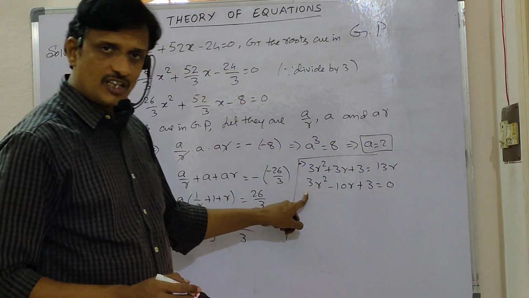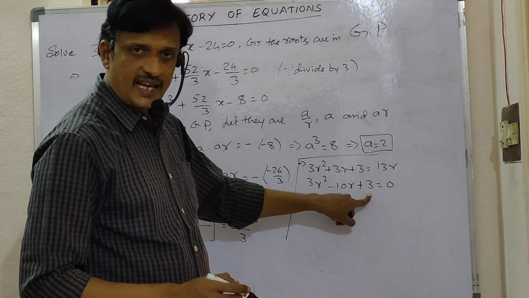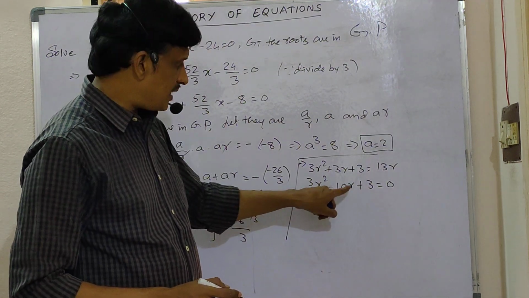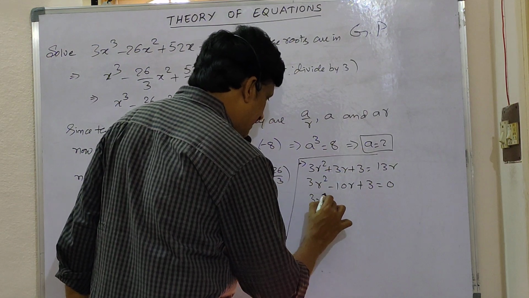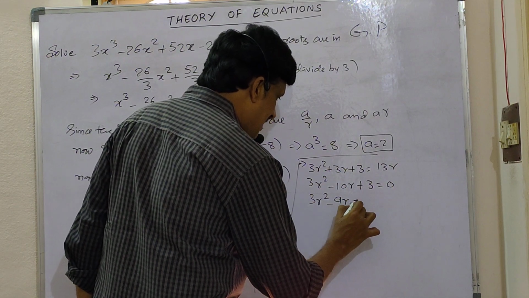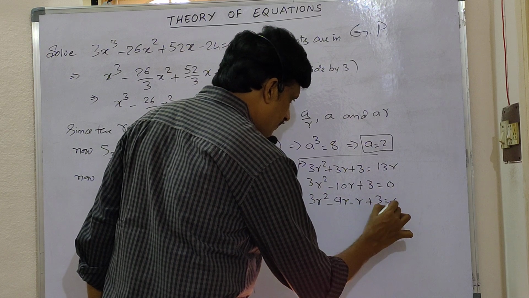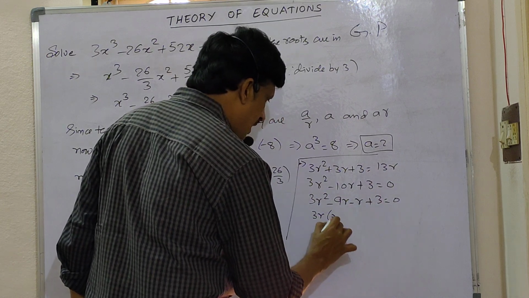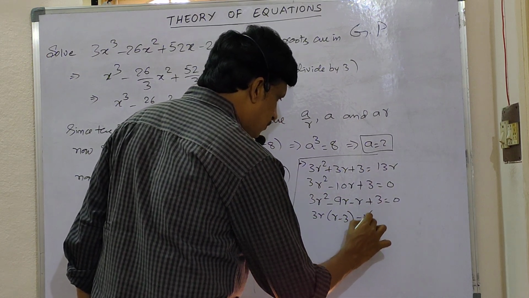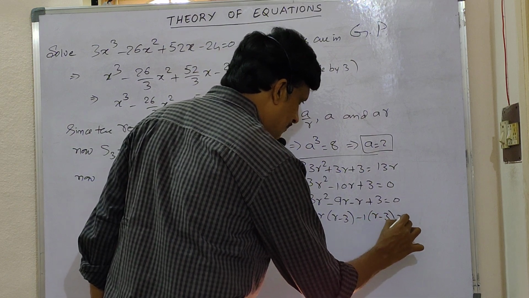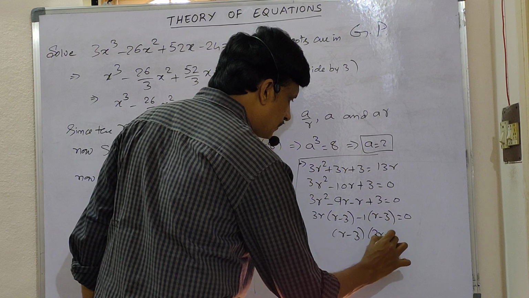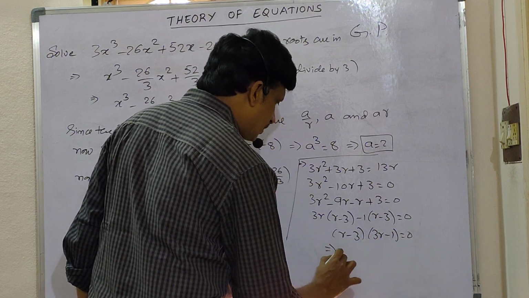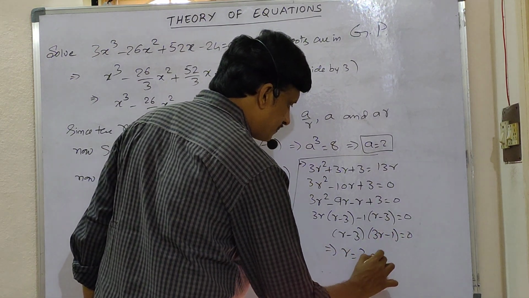Now factorization of the quadratic. That is 3 into 3, 9. 9 into 1 gives the required. 9 plus 1, 10. So to obtain this minus 10R, we have to write 3R square minus 9R minus R plus 3. That is 3R into R minus 3 minus 1 into R minus 3 is 0. That is R minus 3 into 3R minus 1 is 0. Gives R is equal to 3, R is equal to 1 by 3.